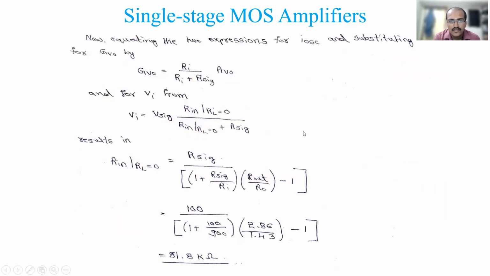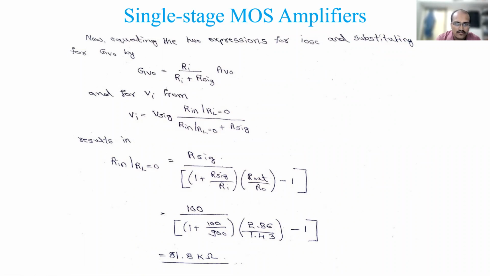Now, equating the two expressions for IOSC and substituting for GV naught, you have to do this. I have not shown it clearly; whatever is there in the book, I have copied. You can work it out. So GV naught is equal to this relation; it is there in the relationship Ri by Ri plus R signal into AVO. We have used it also. And for VI, we will substitute V signal into Rin when RL is equal to 0, divided by Rin when RL is equal to 0 plus R signal. So in that we need to calculate now Rin when RL is equal to 0, a new value determined from this relation.